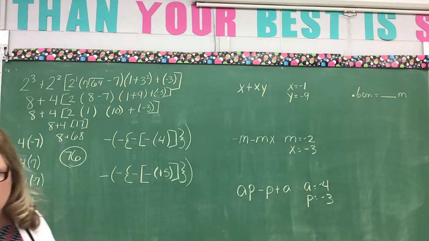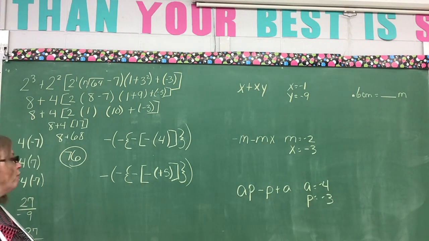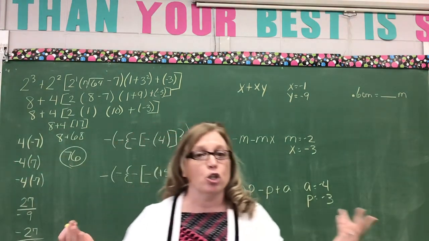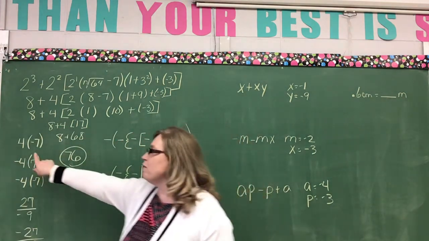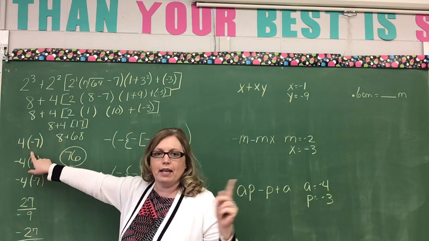Mrs. Turner has written out some problems for us. These would be numbers 23 and number 24 in your book. What is 4 times negative 7? Very simply, 4 times 7 is 28. Is it positive or negative? Negative. Why? Because 1 is negative and 1 is positive.